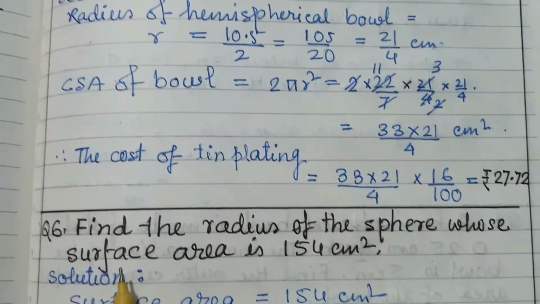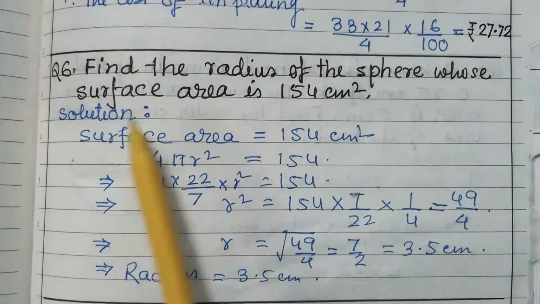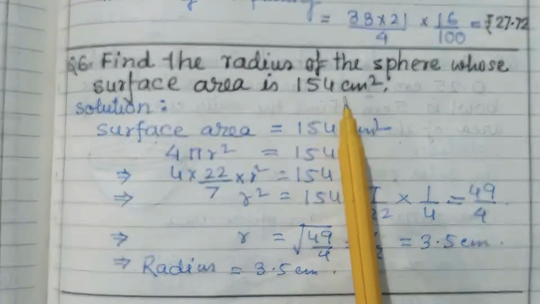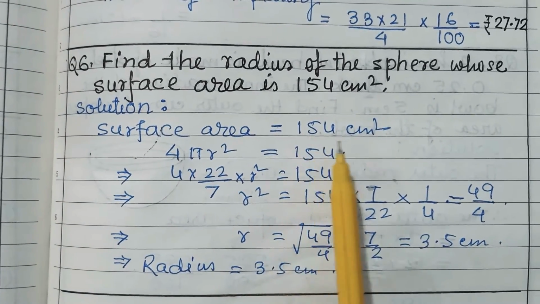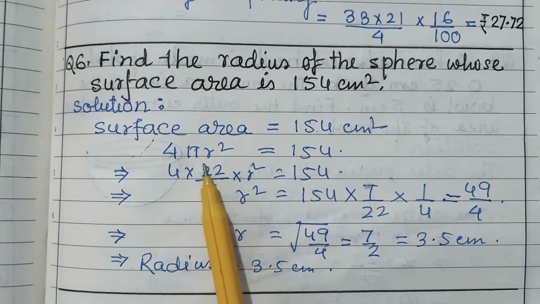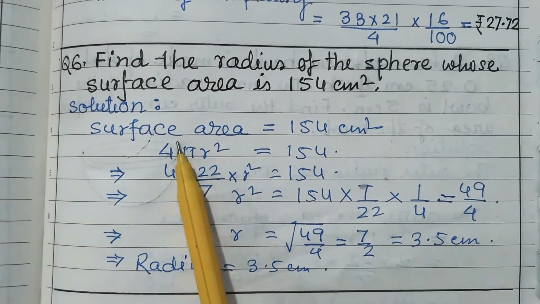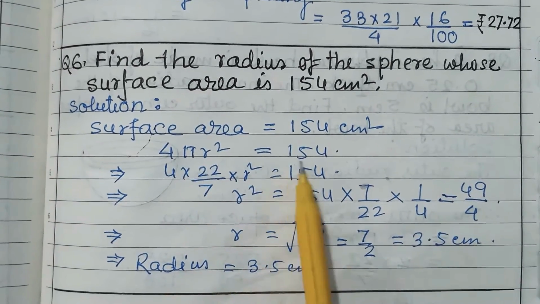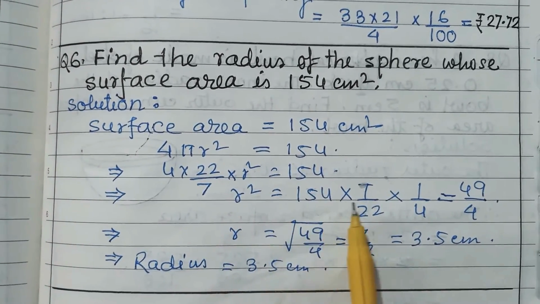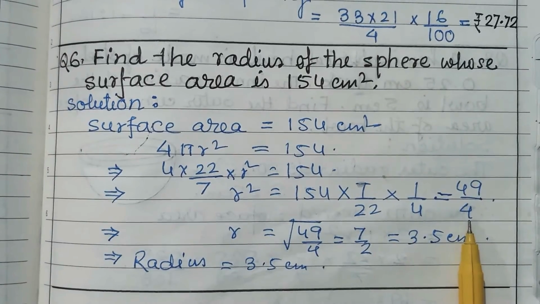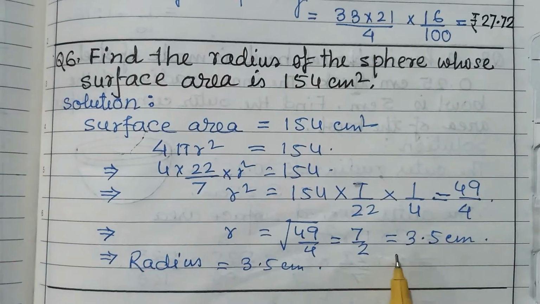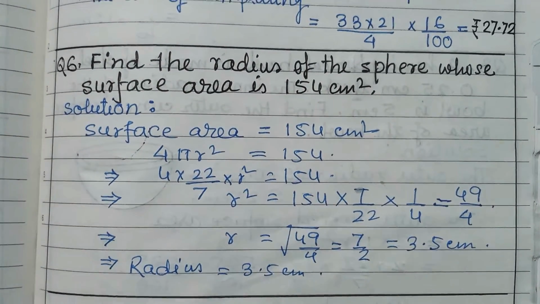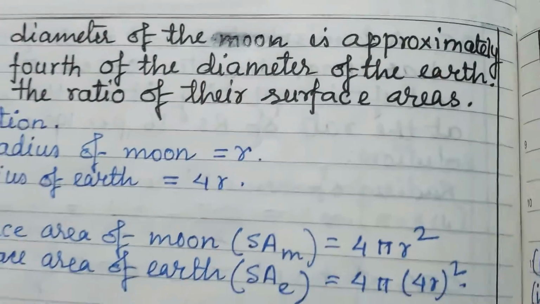Okay. Question number 6. Find the radius of the sphere whose surface area is 154 centimeter square. Now the surface area formula is 4 pi r square, and the surface area is given. So 4 pi r square is equal to 154. Now r square is equal to 49 upon 4. So r is equal to under root 49 upon 4, it is 7 upon 2. That means 3.5 centimeter. So radius is 3.5 centimeter.